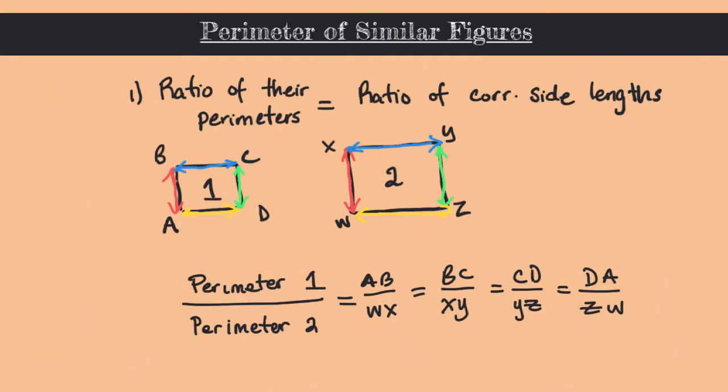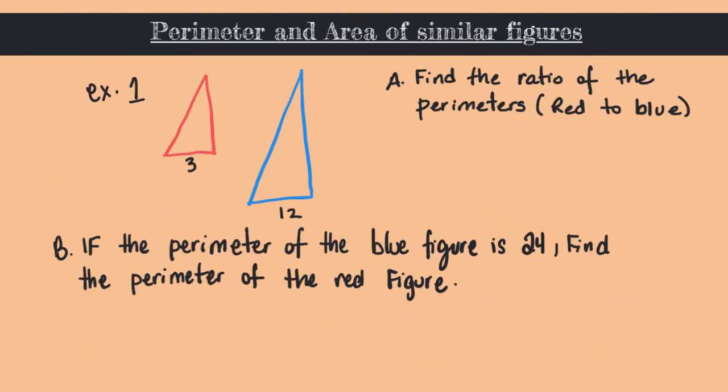Okay, so let's go ahead and look at an example, maybe one or two, that will help us to better understand this. Here is example number 1. Find the ratio of the perimeters, red to blue. Well, the ratio of our perimeters, red to blue, so let's say perimeter of red to the perimeter of blue is equal to the ratio of the corresponding side lengths.